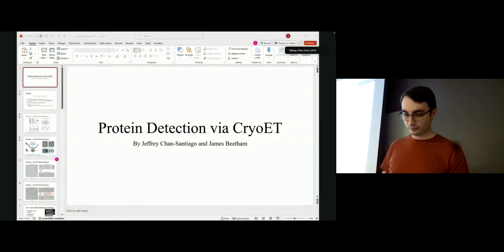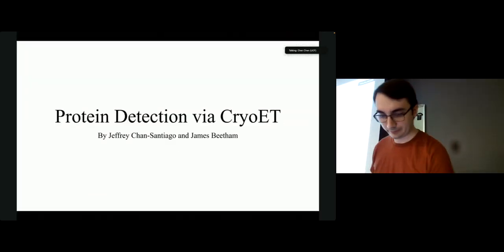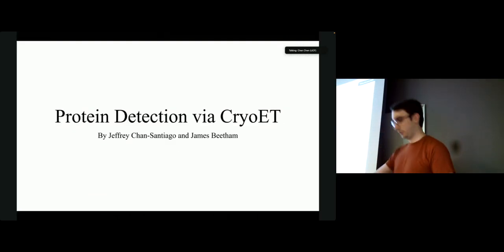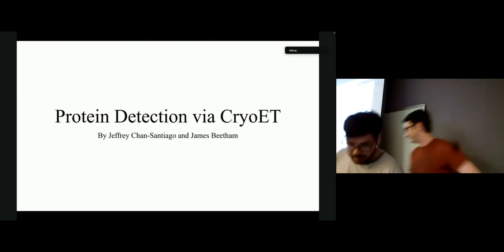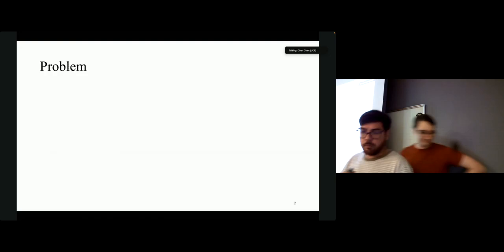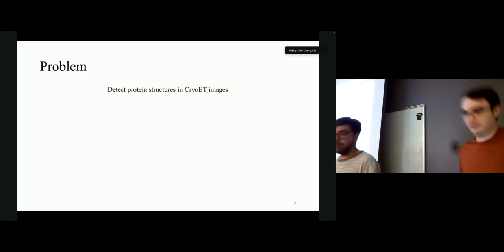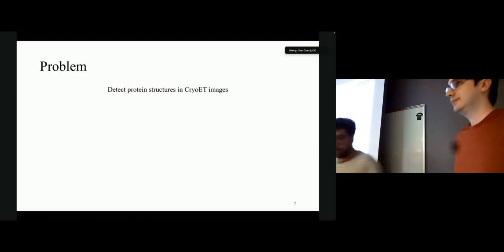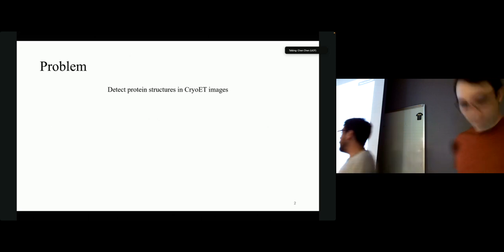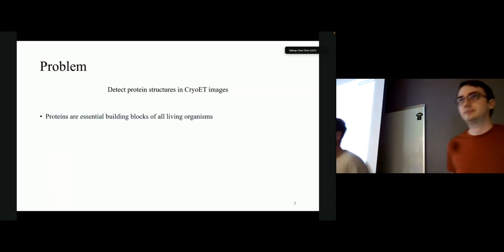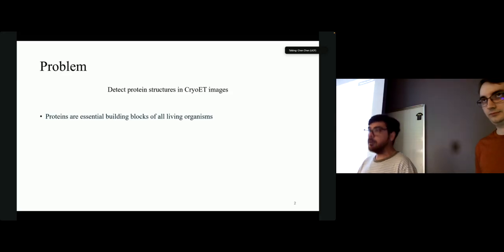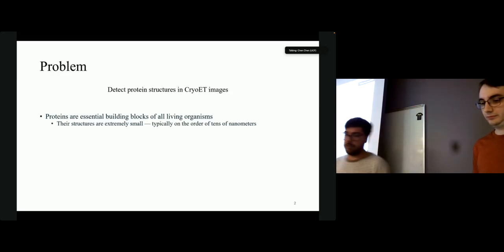Hi everyone, my name is Jeffrey, and we are presenting protein detection via cryo-ET. I'm working with James. The problem is that we want to detect protein structure in cryo-ET images, right? But why do we care about detecting proteins? Proteins are like the building blocks of every living organism. But if we want to analyze them, they're pretty small, like a tenth of a nanometer.